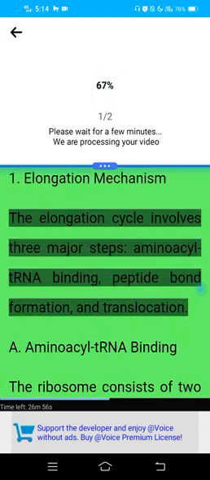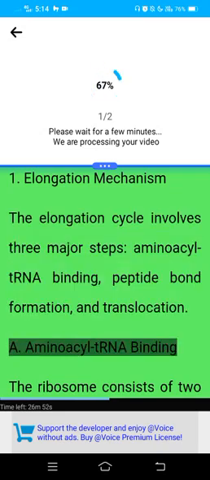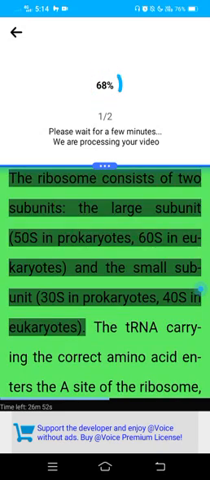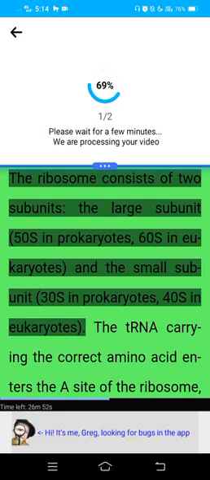1. Elongation mechanism. The elongation cycle involves 3 major steps: aminoacyl tRNA binding, peptide bond formation, and translocation. Aminoacyl tRNA binding. The ribosome consists of 2 subunits: the large subunit, 50S in prokaryotes and 60S in eukaryotes, and the small subunit, 30S in prokaryotes and 40S in eukaryotes.